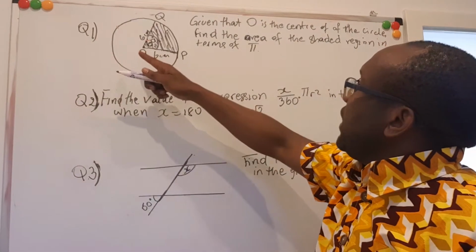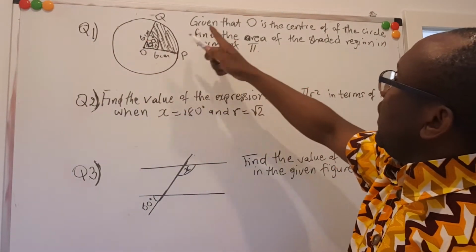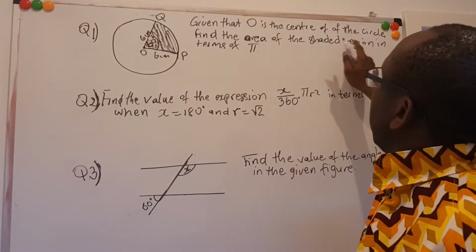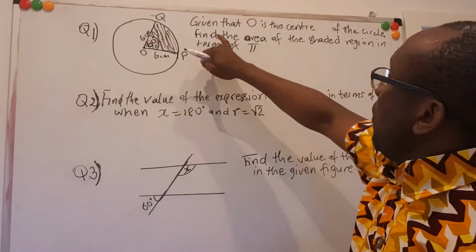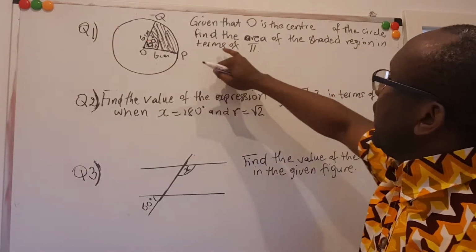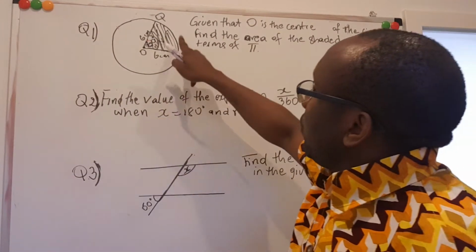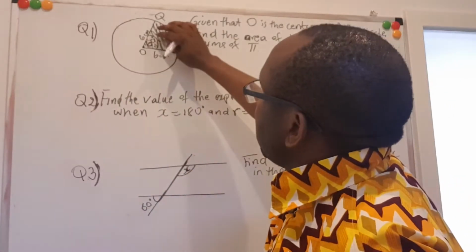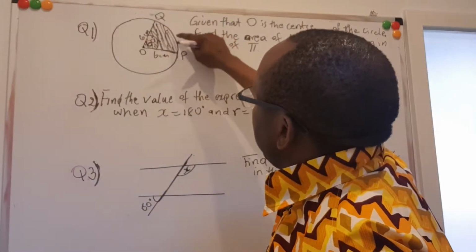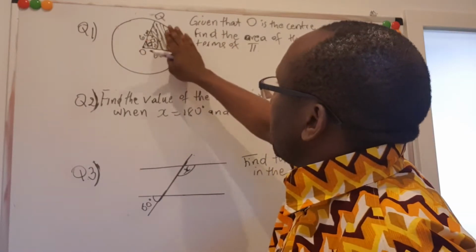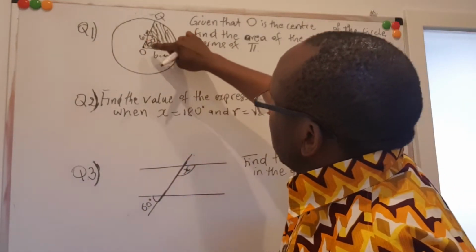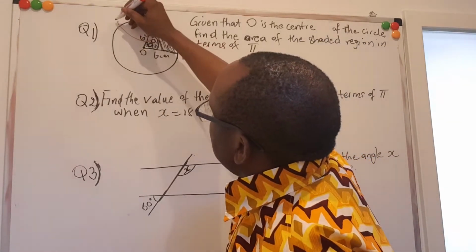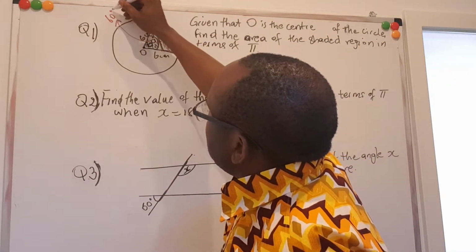So the first question says, given that O is the center of the circle, find the area of the shaded region in terms of pi. So this shaded region of the circle is actually called a sector, and this part is called an arc of the circle. The radius of the circle is 6 centimeters, and the angle there is 60 degrees.